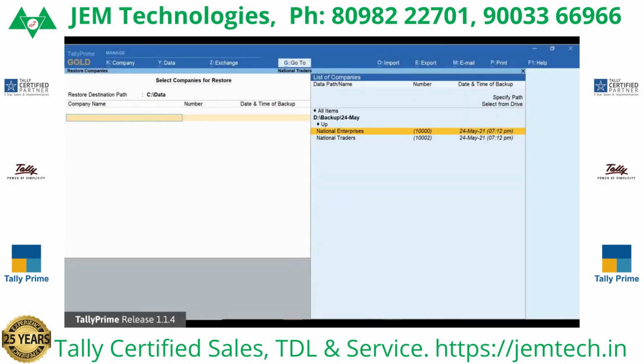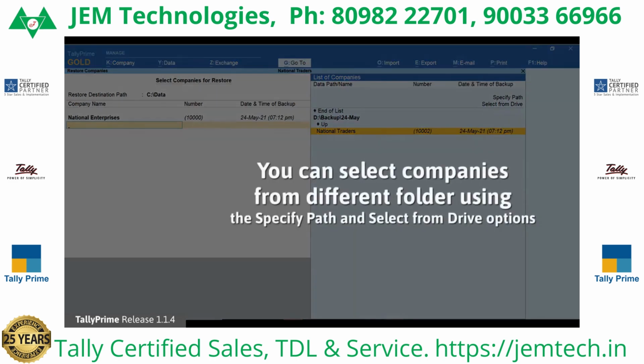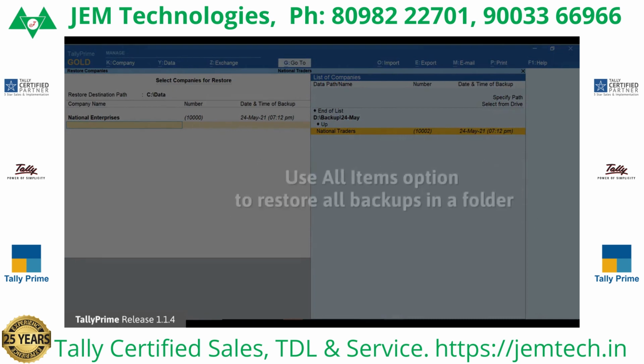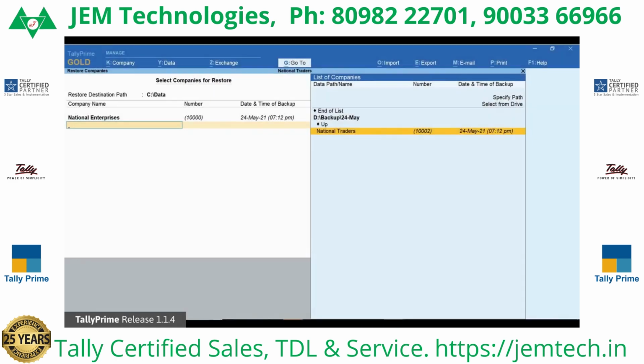Select Backup of the company that you want to restore and press Enter. The selected company name will be shown. You can select other companies from different folder if needed and press Enter. If you want to restore all backups in a folder, then select All Items and press Enter.